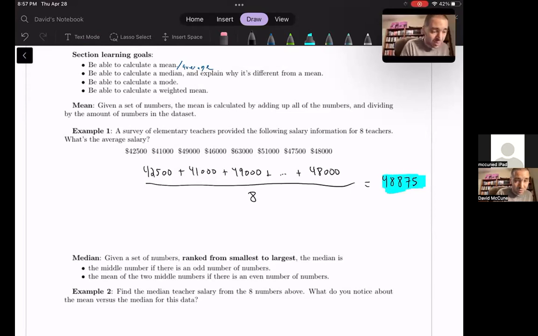And again, I think most of you already know this. If you don't, this is what you're doing. You're adding up all the numbers you see and then dividing by the number of numbers to try to get at the center of the data.